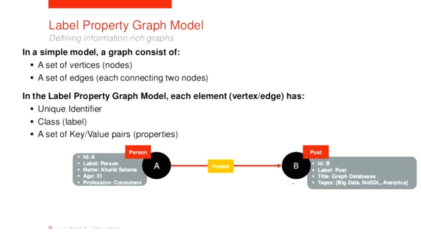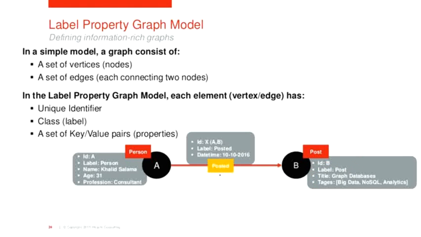Then we connect it to another node. Now this is a B node. Again, it has a unique identifier B, and it has the label post. Note that the first label is different from the other label, so these nodes are of different types. The first one was representing a person, where the second one is representing a post. The title and tags are the properties of the post itself. Person and post are connected by an edge, posted.